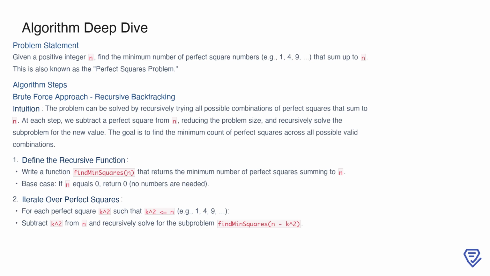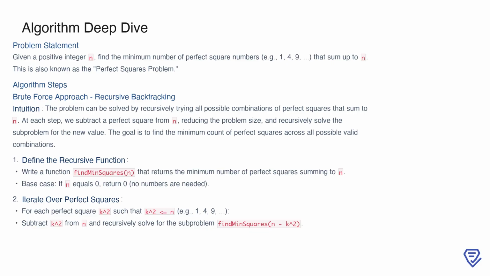The perfect squares problem asks us to find the minimum number of perfect square numbers that sum up to a given positive integer, n. Perfect squares are numbers like 1, 4, 9, and so on. For instance, if n is 12, the result would be 3, because 12 can be expressed as the sum of 3 4s, which are perfect squares. To solve this, one approach we can use is recursive backtracking.